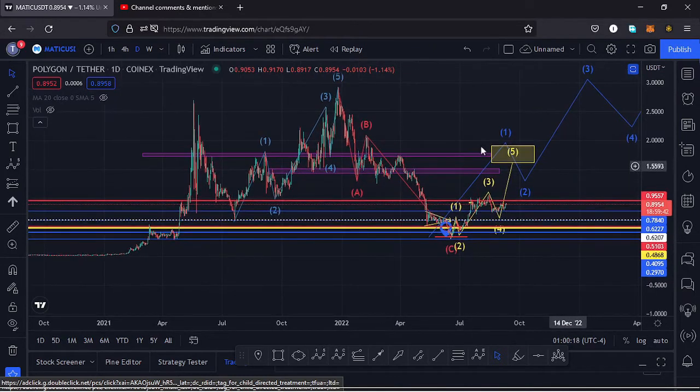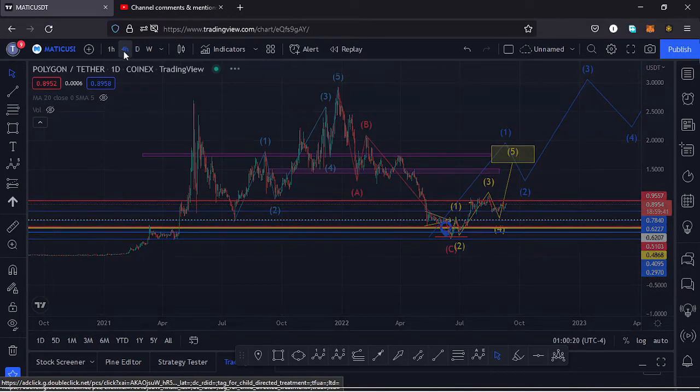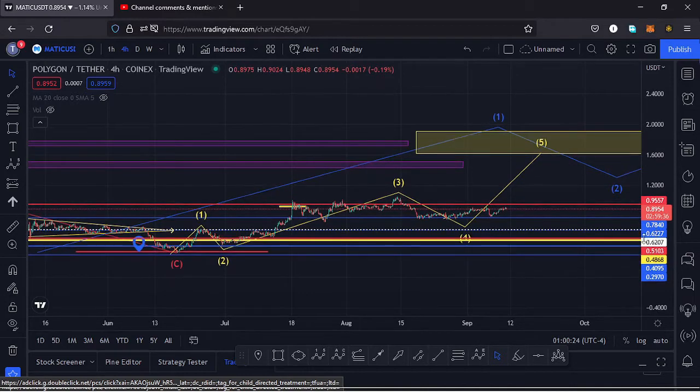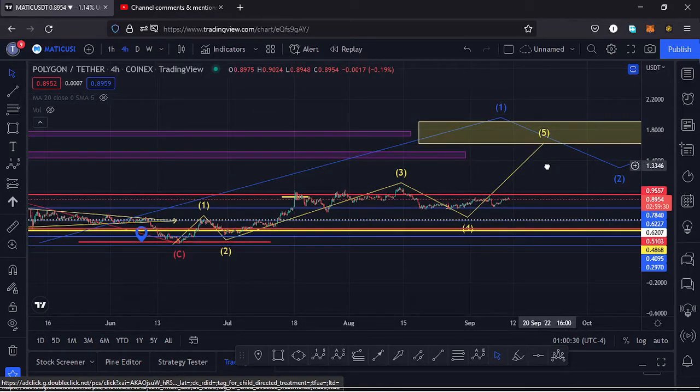waves in formation, and I believe that is what we can see here on the 4-hour chart of the Polygon Matic chart. And here on the 4-hour chart you can see I have this yellow 5-wave structure to the upside, where I believe once we see the formation of a 5-wave structure to the upside, then that will be completing a higher Elliott wave count 1.